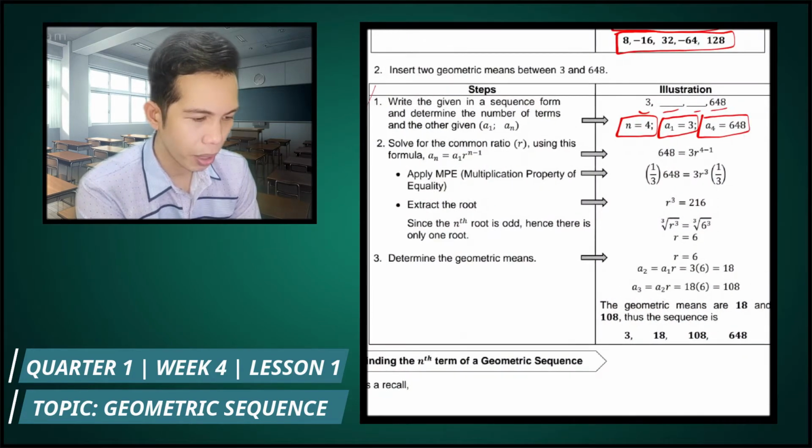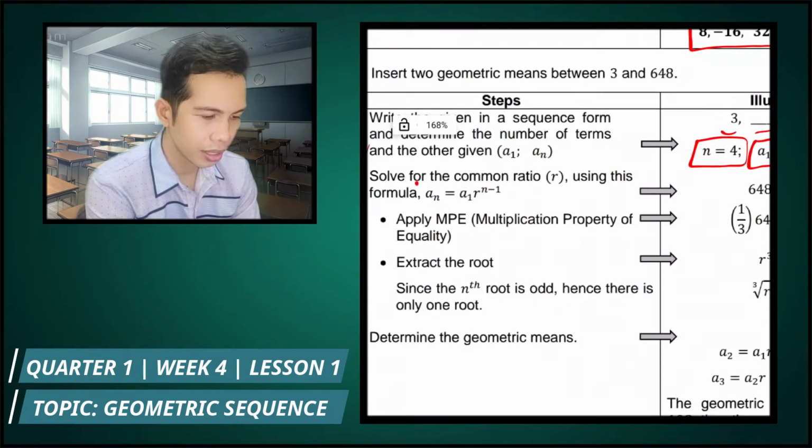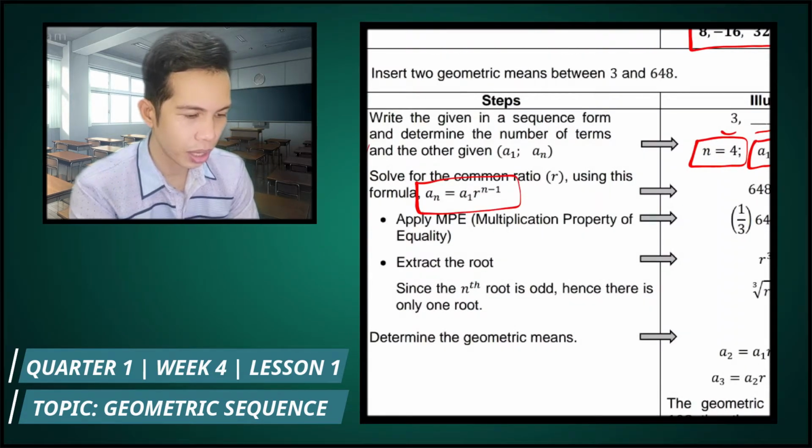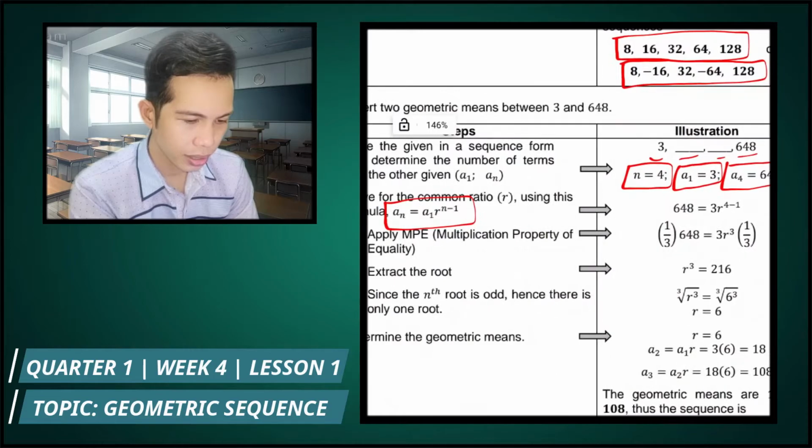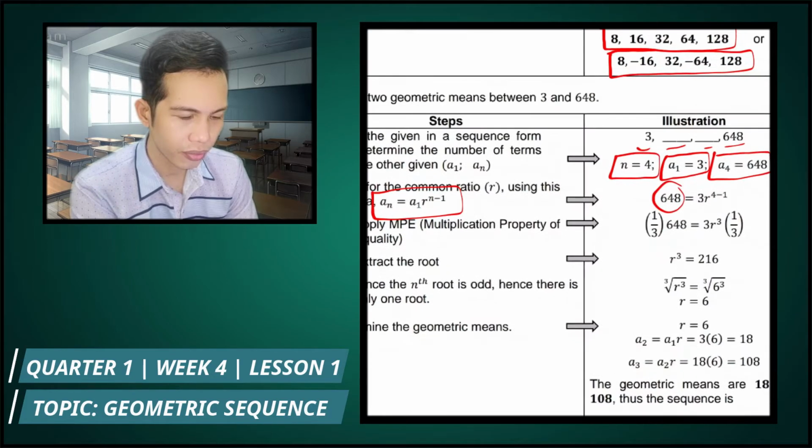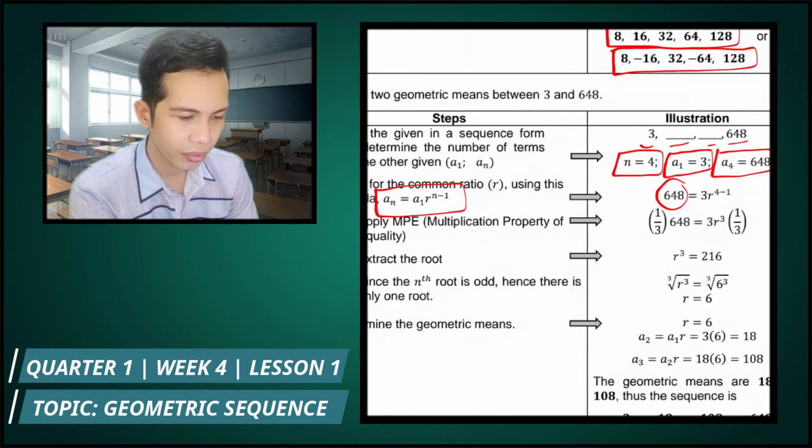Next, for step number 2, we solve for the common ratio r using the formula a sub n is equal to a sub 1 times r raised to the power of n minus 1. Okay, so to do this, a sub n is the last term, 648. And then we have a sub 1, which is 3, the first term. And then r, the unknown. And then n minus 1, which is 4 minus 1.